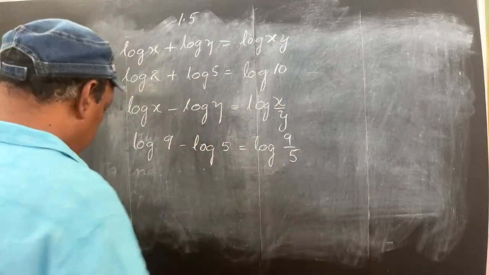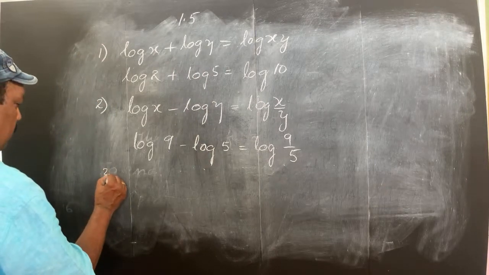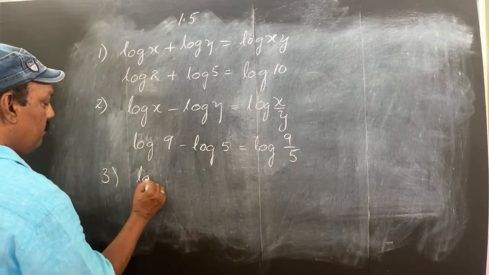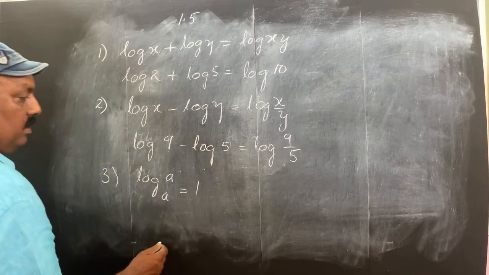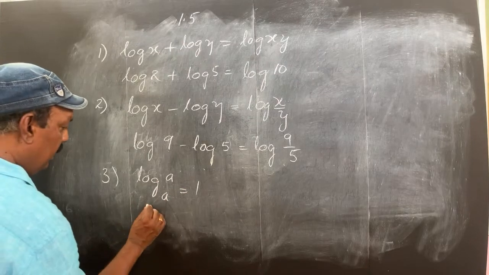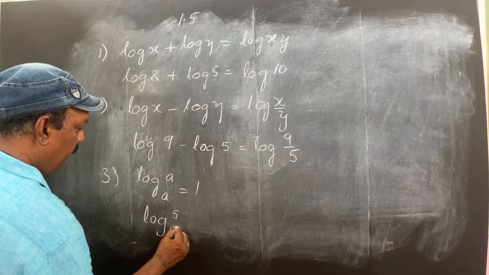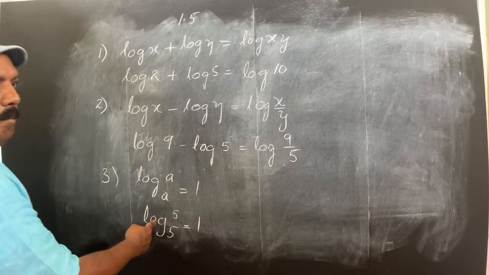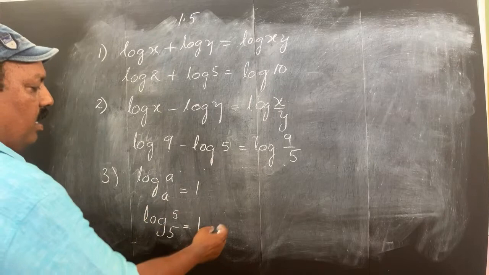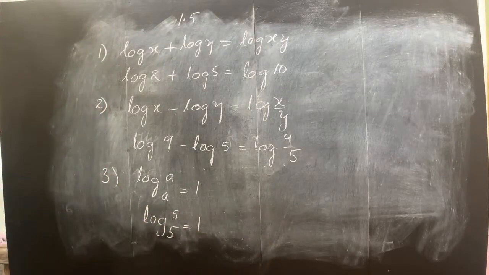Now the third one. The third formula I am going to explain here: log a base a is equal to 1. Here, log 5 base 5 is equal to 1, or you can say log 2 base 2 is equal to 1, or log x base x is also equal to 1. Similarly, we will get that.